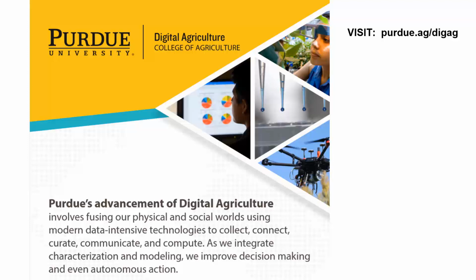The Purdue University College of Agriculture has a long history of impact in research, education, and cooperative extension to improve agriculture and the role of agriculture in our society. One of the ways that we continue to do that is in this realm of digital agriculture. It's the fusing of our physical and social worlds to make improved data-driven decisions and actions.